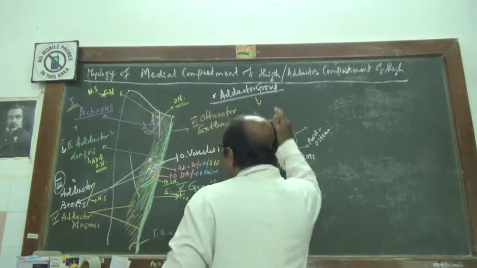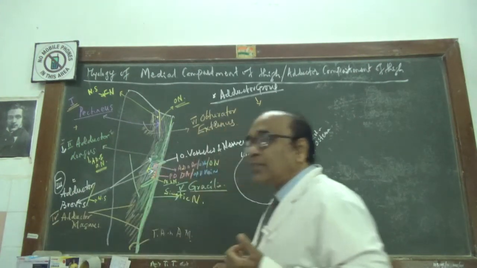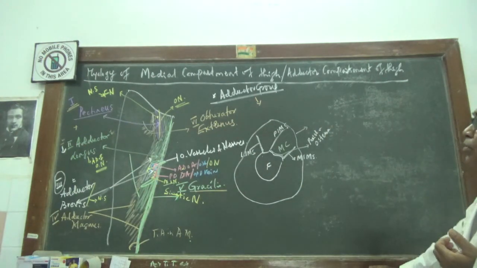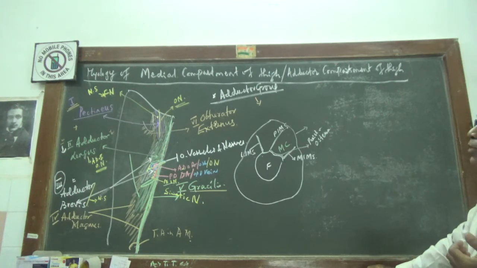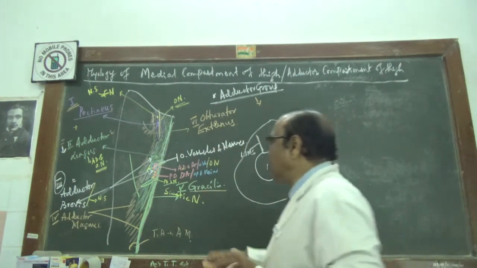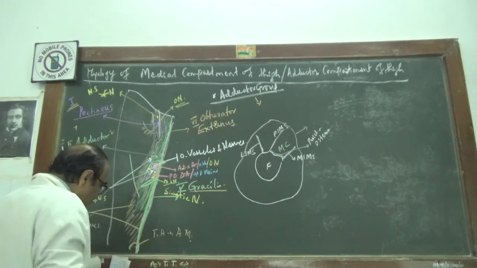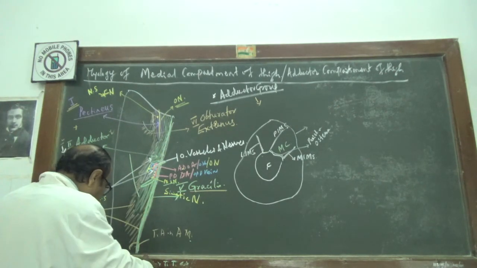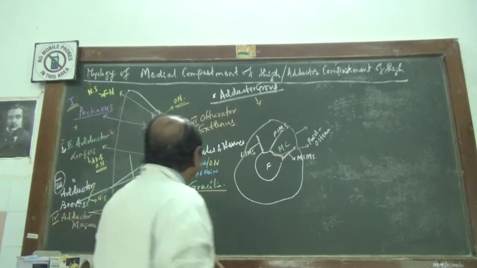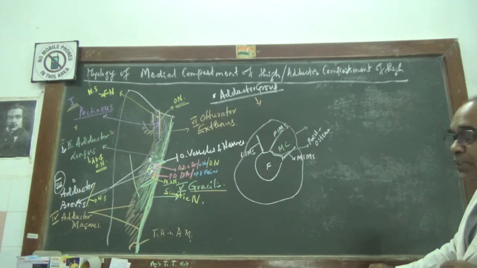Now coming to the next muscle. The next muscle will be gracilis. Gracilis is a muscle belonging to the medial compartment of the thigh. This gracilis muscle is a ribbon-like muscle extending all the way from above down, and it is medial not only to the adductor group, but also to the pectineus. It is a ribbon-like muscle.